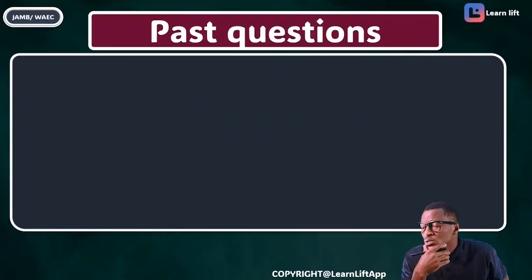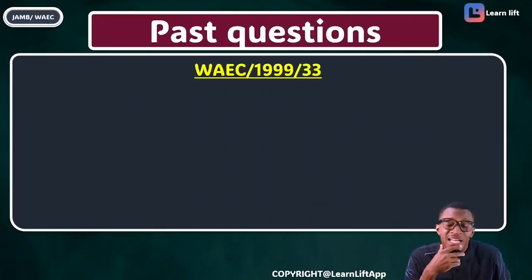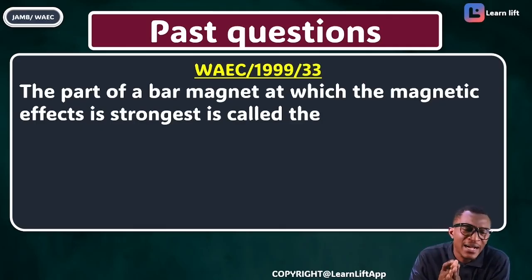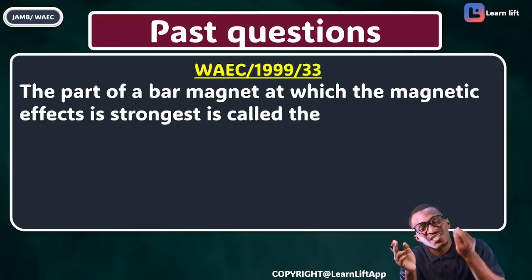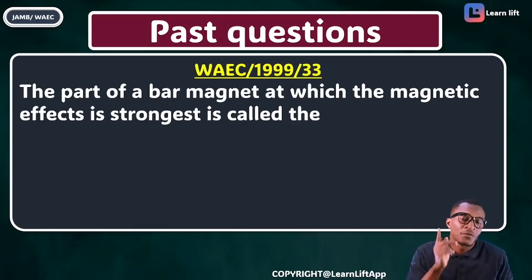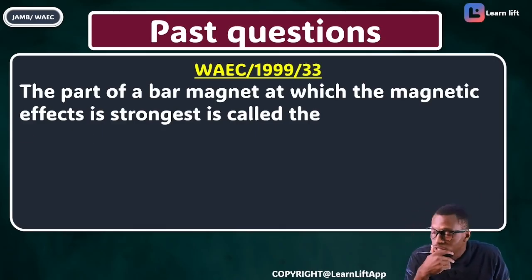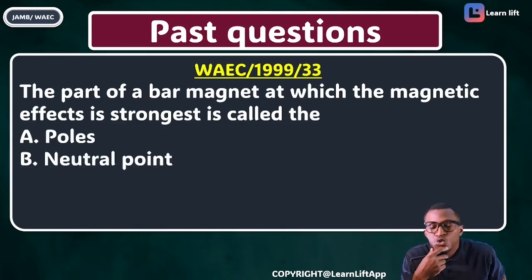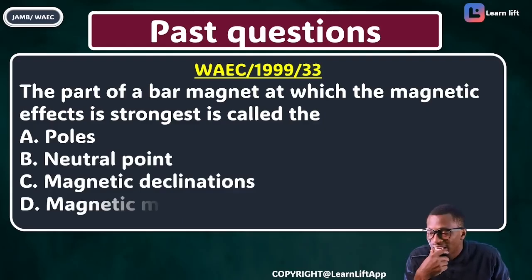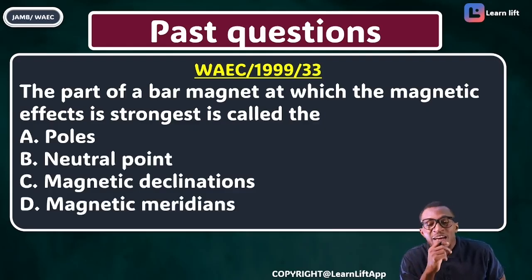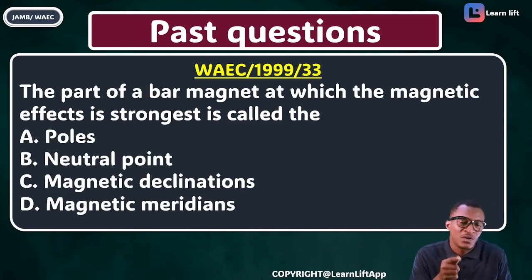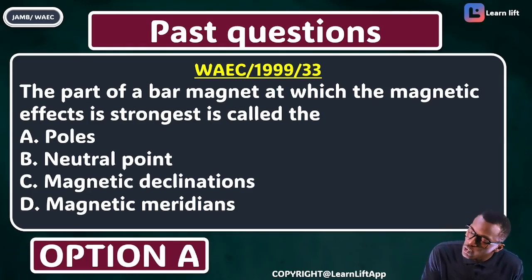Let's answer that past question. This is a WAEC past question, WAEC 1999, question 33. The part of a bar magnet at which the magnetic effect is strongest is called the what? Option A, the poles. B, neutral point. C, magnetic declination. D, magnetic meridian. Everybody, where is the strength of a magnetic pole highest? It is highest at the poles and weakest at the center, making option A the answer.